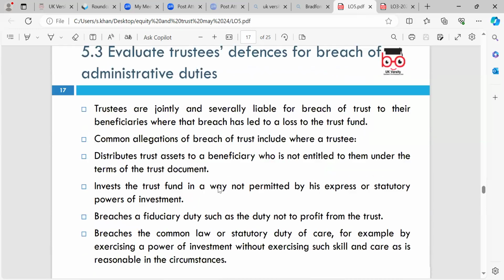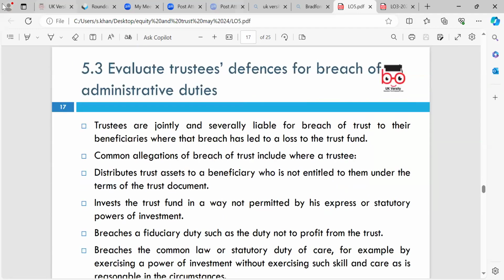5.3, evaluate trustees' defences for breach of administrative duties.